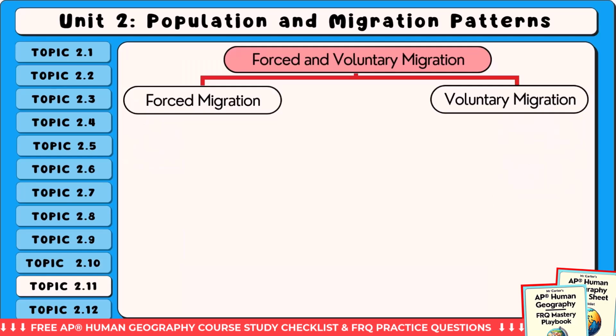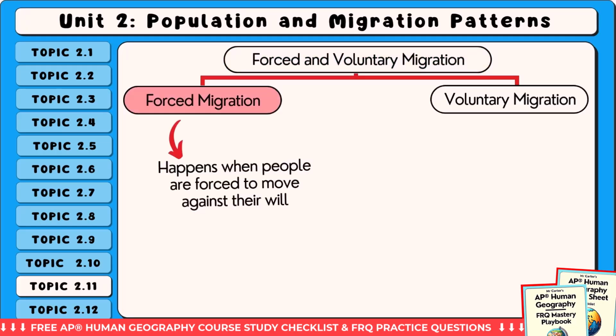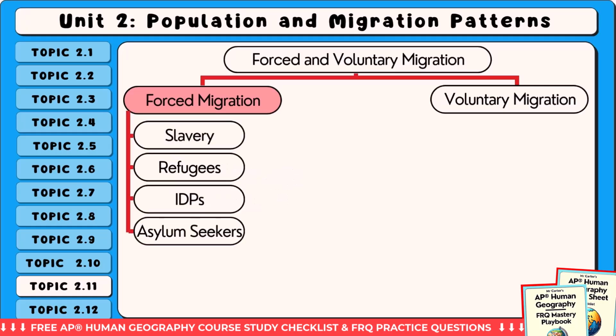In this lesson, we will explore the difference between forced and voluntary migration, two main categories geographers use to describe why people move. Forced migration happens when people are made to move against their will. There are four major forms of forced migration mentioned in the AP Human Geography curriculum: slavery, refugees, internally displaced persons, and asylum seekers. Let's look at each one in order.